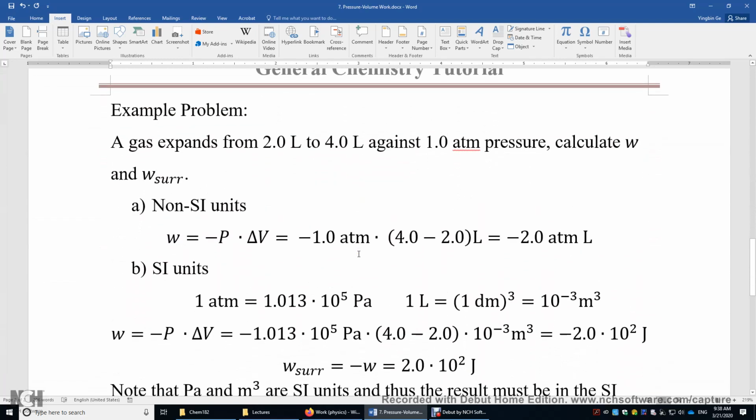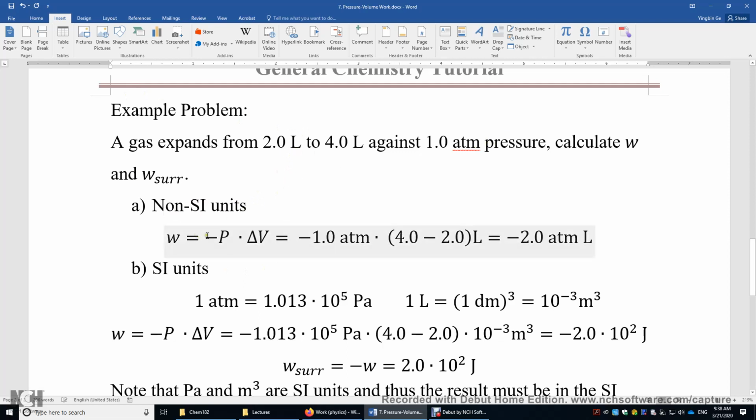Now I'll give you one example. Let's say a gas expands from 2 liters to 4 liters against a 1.0 atm pressure. We can compute the amount of work and work of the surroundings. First, let's use the non-SI units, liters and atm.